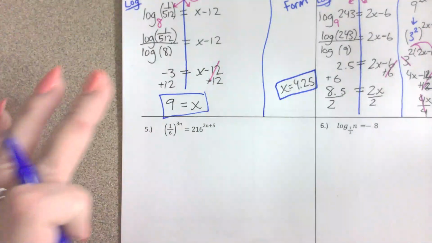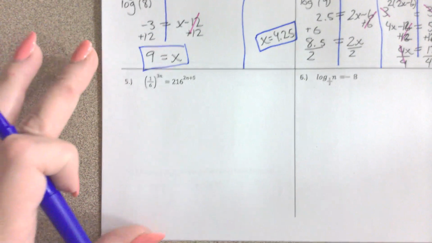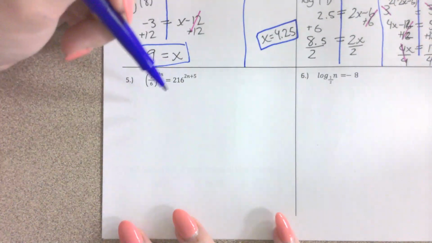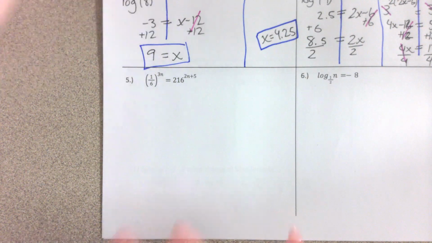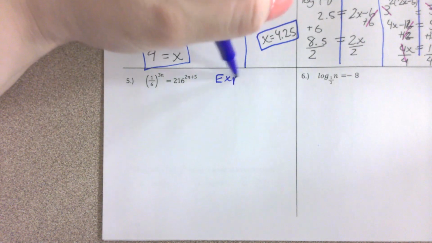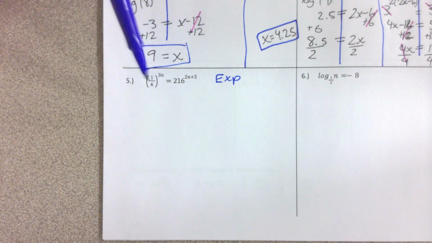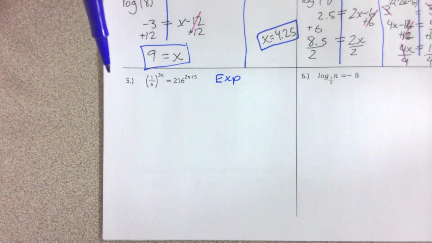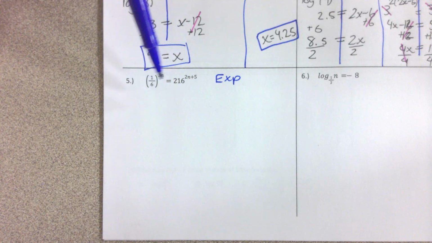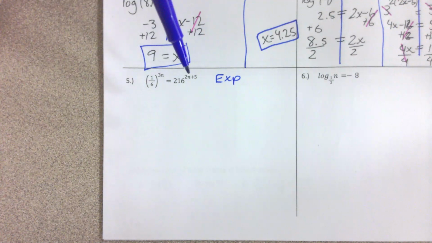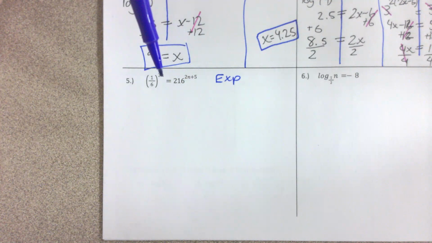All right, number 5. 1/6 to the 3n equals 216 to the 2n plus 5. Now for this problem, again, it's exponential. The list I showed you and the two methods I just showed you on 4, you can use both of them here. I will tell you, if you switch the form on this one, it is going to give you a bit of a headache. It's a bit more difficult with problems that have 2 exponents.